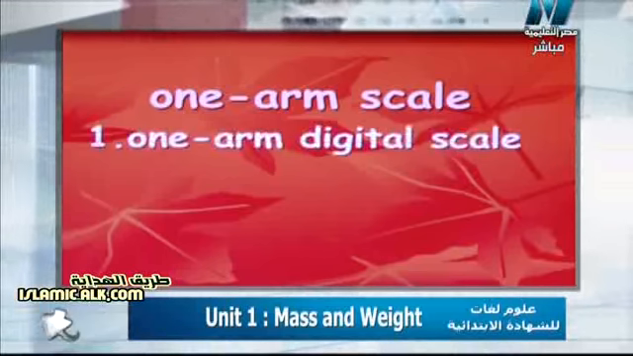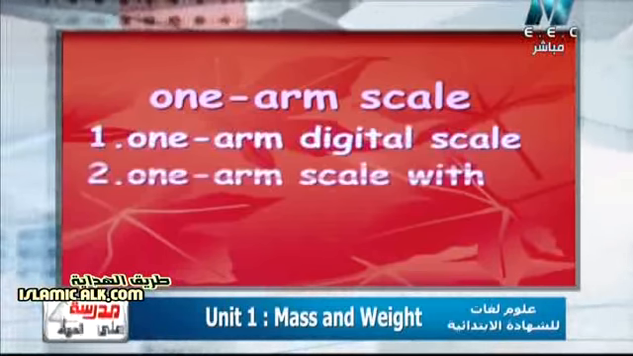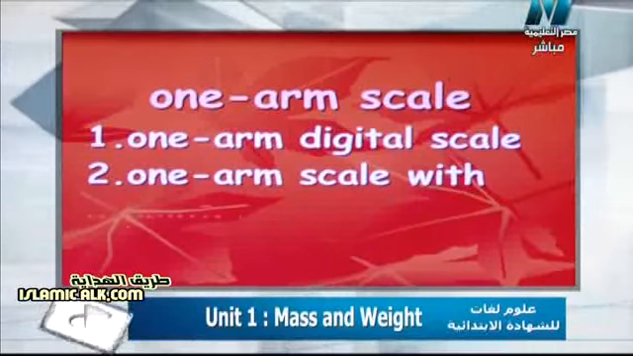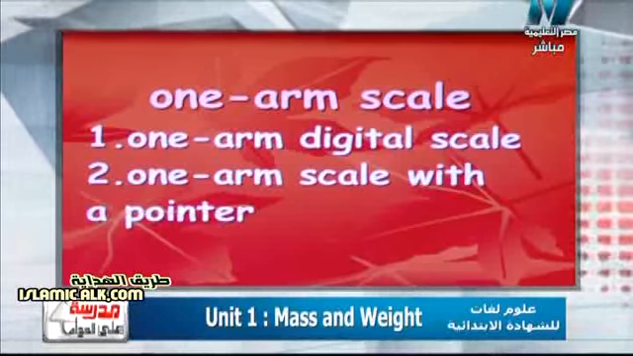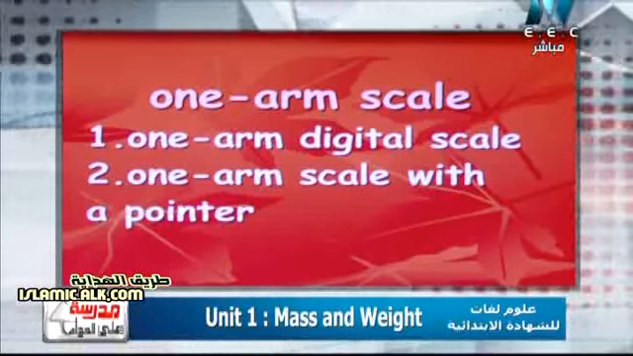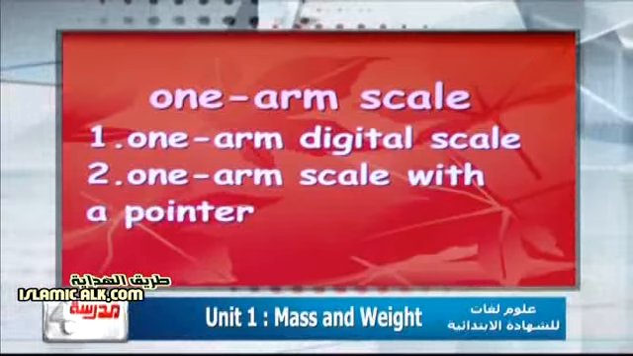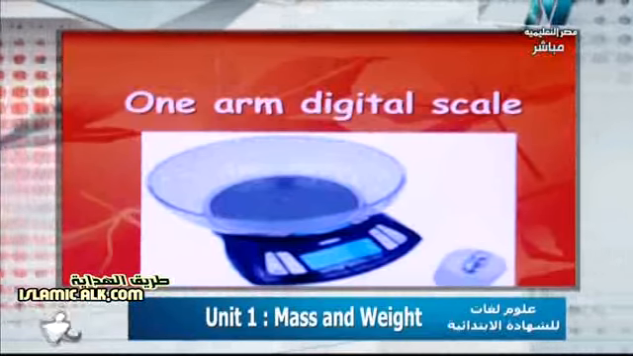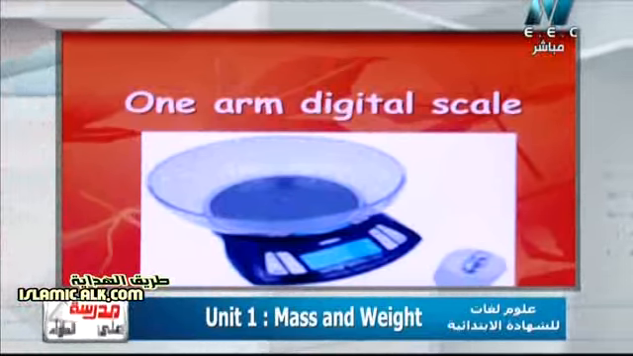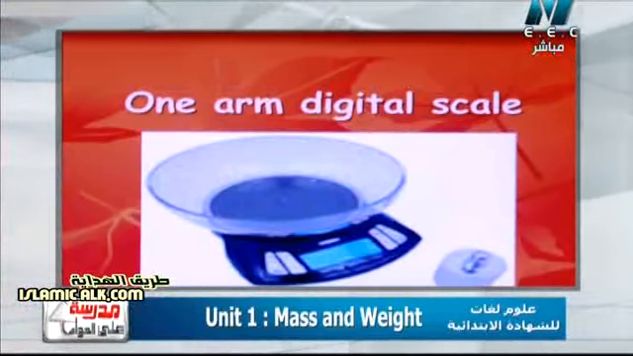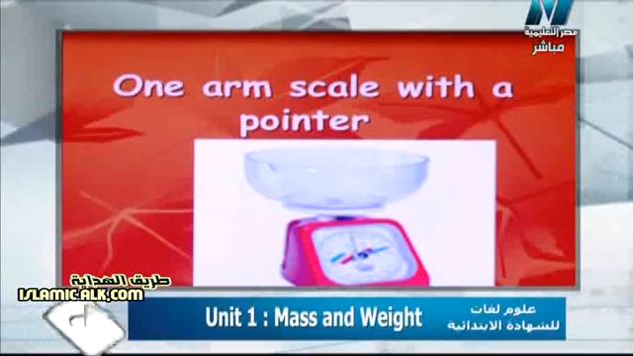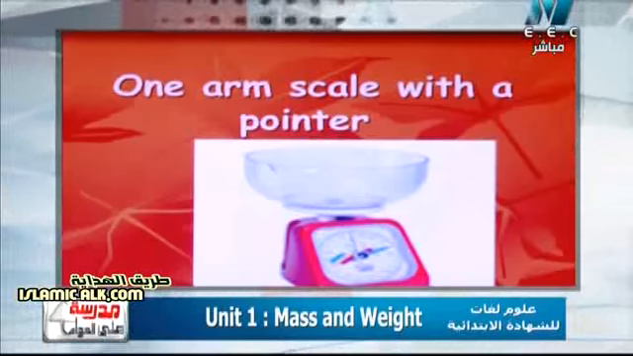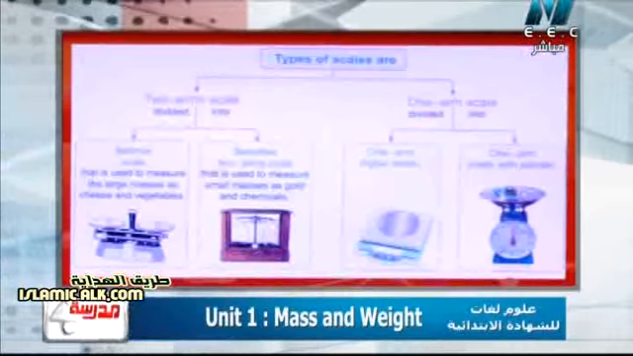وده we have two types of them which are one arm digital scale and one arm scale with a pointer. في ميزان بنسميه ذو كفة واحدة رقمي ديجيتال سكيل، في one arm scale with a pointer في ميزان ذو كفة واحدة ذو مؤشر. So let's have a look on the type of balances which we have studied this year. One scale, this is an image for this. ده ميزان ذو كفة واحدة رقمي, one arm digital scale. One arm scale with a pointer, ميزان بمؤشر, one arm scale with a pointer. And this is an image for all the type of balances which we have studied now.